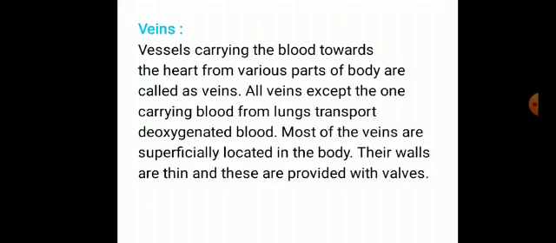Veins are provided with valves. Why is it so? Valves prevent the backflow of the blood. Blood in the veins is not under great pressure, so it is likely that it may flow back, but valves prevent such movements. Therefore, they are provided with valves. Actually, valves are responsible to prevent the backflow of the blood.